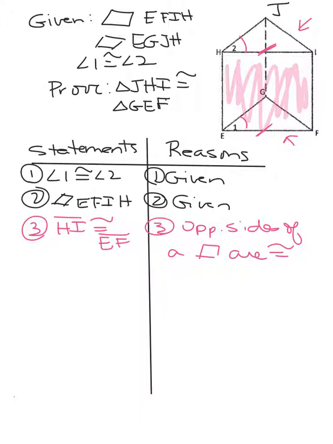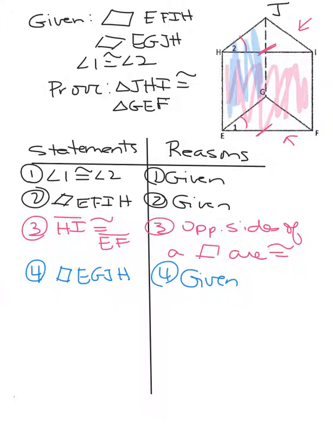Now I just need one more piece to prove that my triangles are congruent because I have an angle and a side. So let's see what we can do next. Now I'm going to mention my other parallelogram here to see how that helps me. I know I have parallelogram EGJH, and that's given. And in this case, I'm also going to mark it because, like I said, this diagram is a little busy. So I have EGJH. So I'm actually talking about this parallelogram right there.